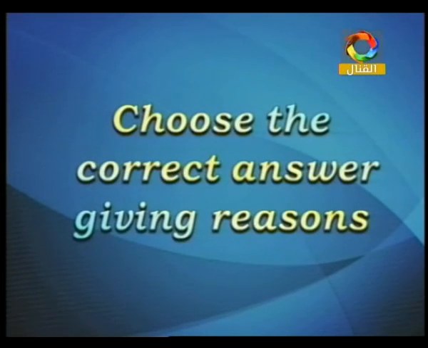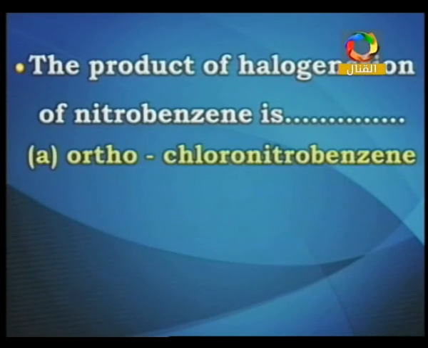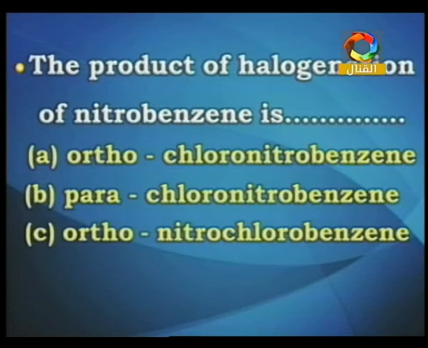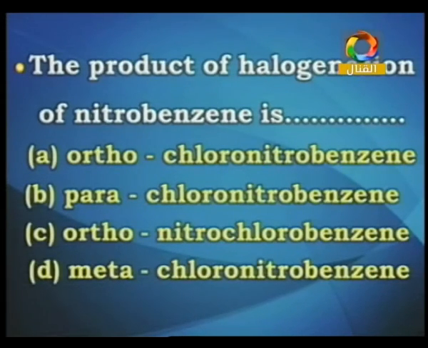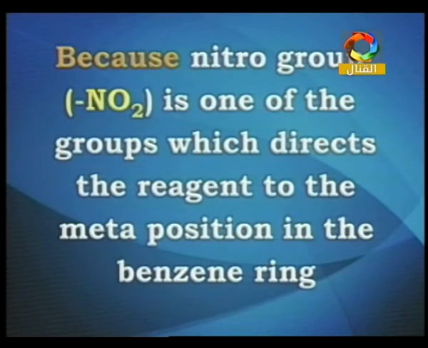The next type of question, choose the correct answer, giving reason. The product of halogenation of nitrobenzene is orthochloronitrobenzene, parachloronitrobenzene, orthonitrochlorobenzene, metachloronitrobenzene. Yes, the answer will be metachloronitrobenzene, as the nitro group is a meta-directing group. So we can say, because nitro group is one of the groups which directs the reagent to the meta position of the benzene ring.